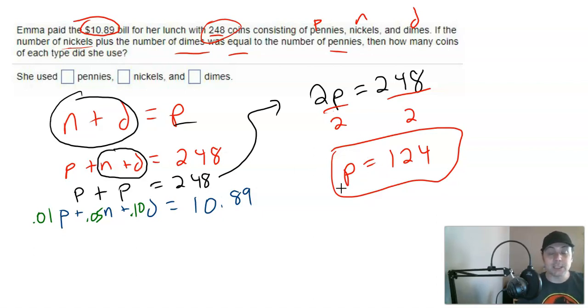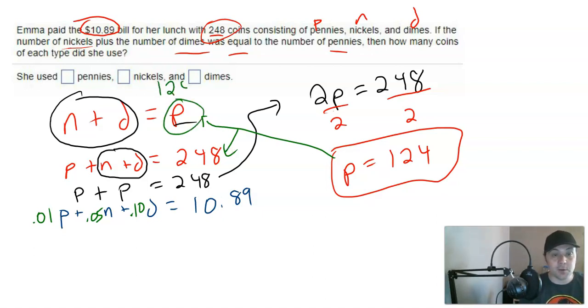I'm going to plug this information back into these equations. Again, to save a little bit of time since this video has gone on for so long, if I plug it into this equation or this equation, I get the same information either way. If I replace P here with 124, what this tells me is that N plus D equals 124. If I do the same thing here, if I plug in 124 here and subtract the 124 to the other side, I get the same information: N plus D is 124. So the first two equations give me the same result. N plus D equals 124.